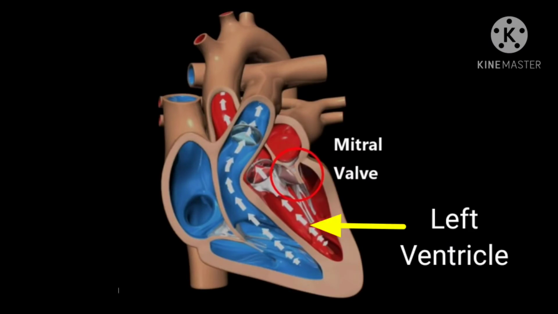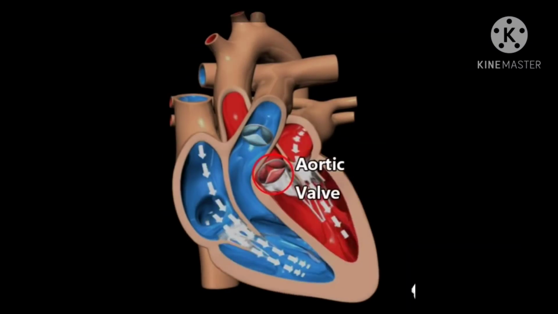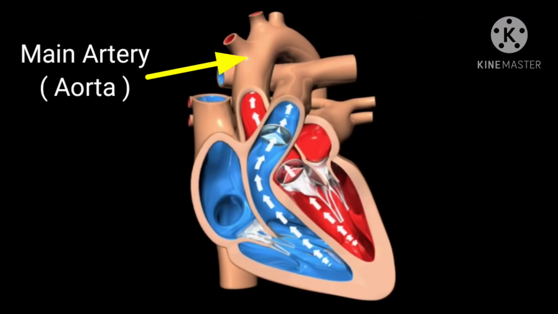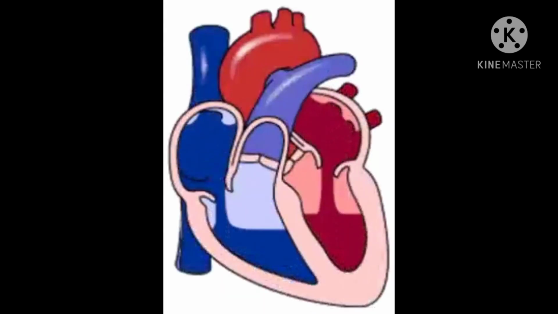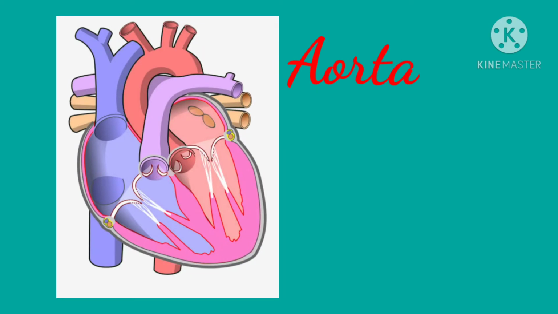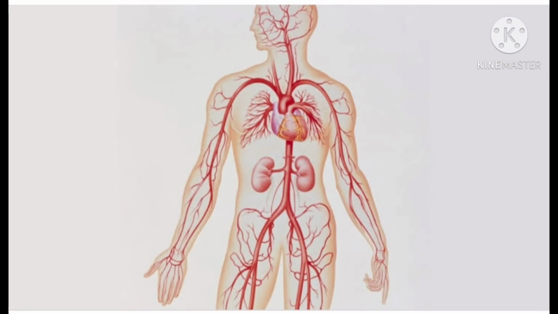When the left ventricle contracts, the oxygenated blood leaves the left ventricle through the aortic valve into the main artery called aorta. Remember children, valves allow the blood to flow in one direction only, that is from auricles to the ventricles. The aorta then distributes the oxygenated blood to various parts of the body.